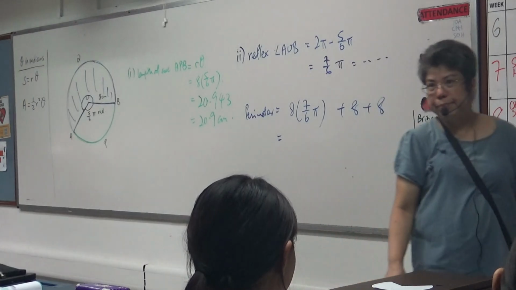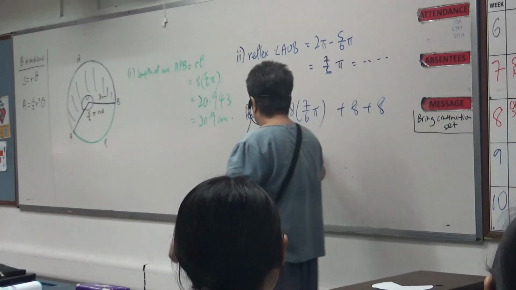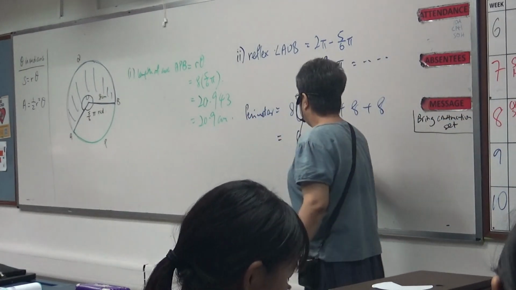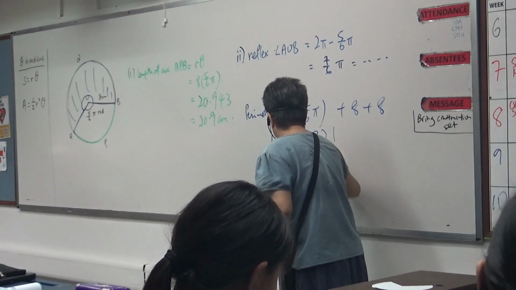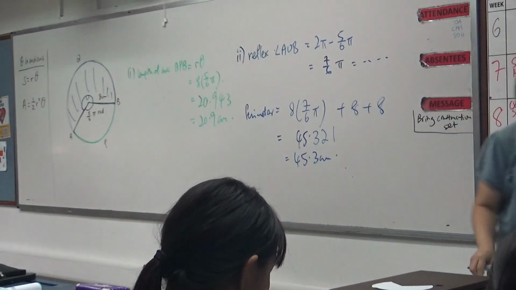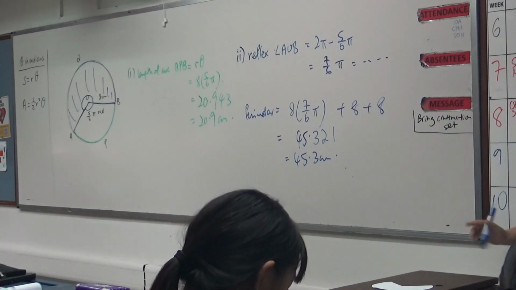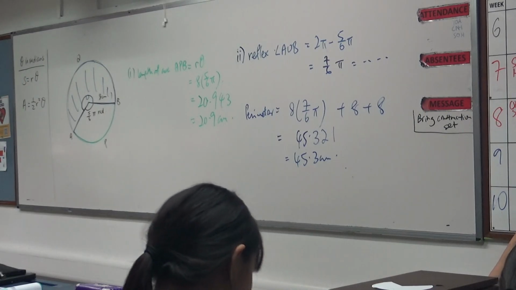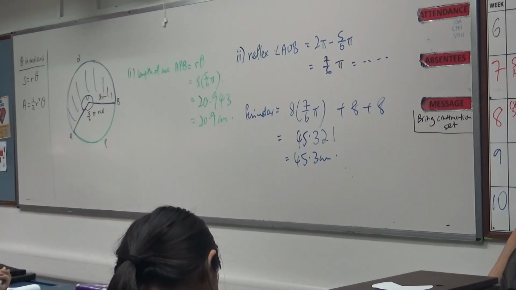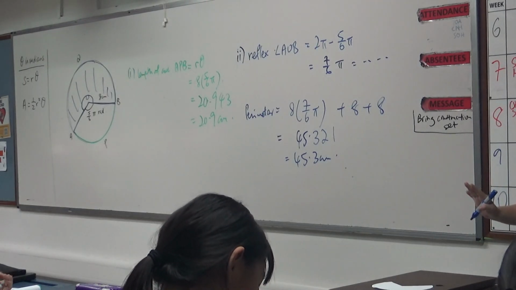Answer? 40.321. Okay, so the answer will be 45.3 cm. Are we clear about this? Yeah. Are we clear about this? Okay, so we have already finished up example 11. Are we okay? Absolutely clear?